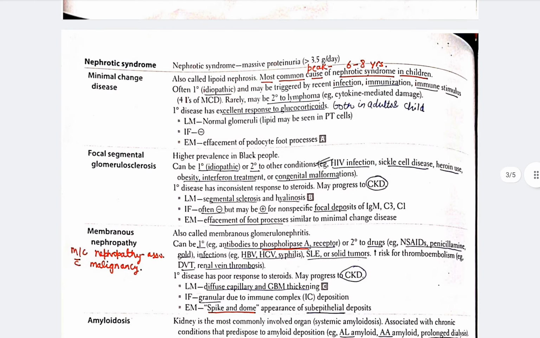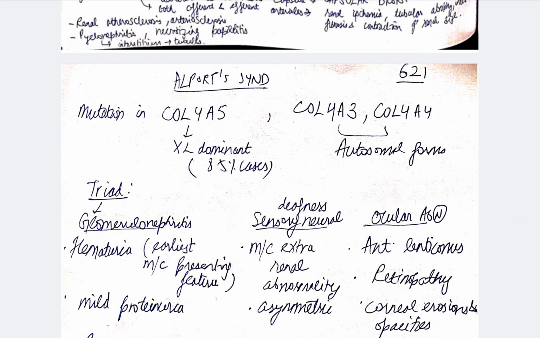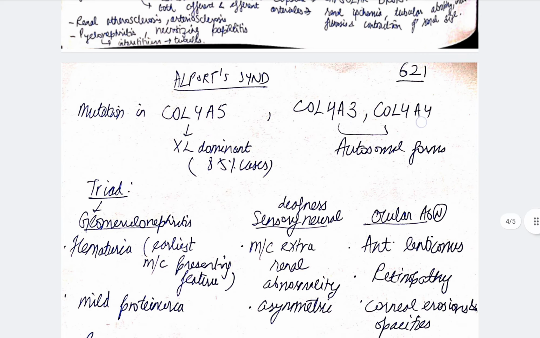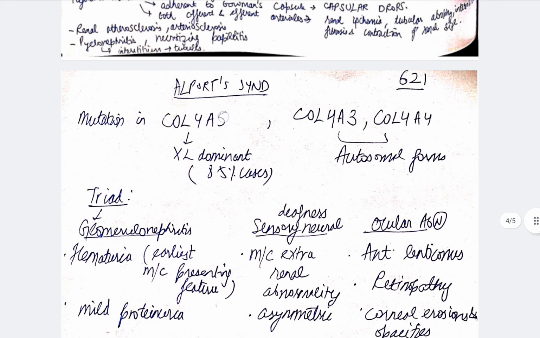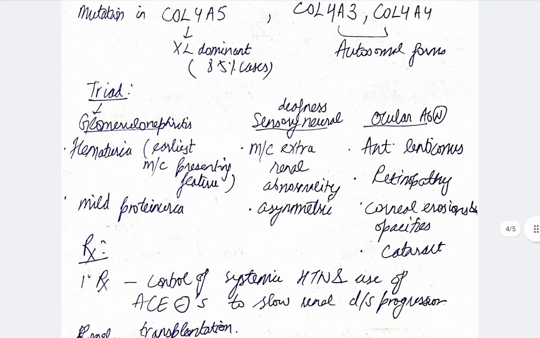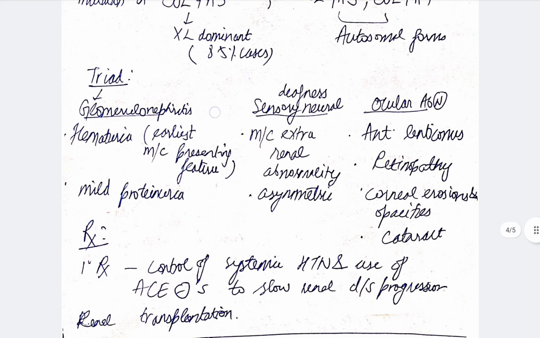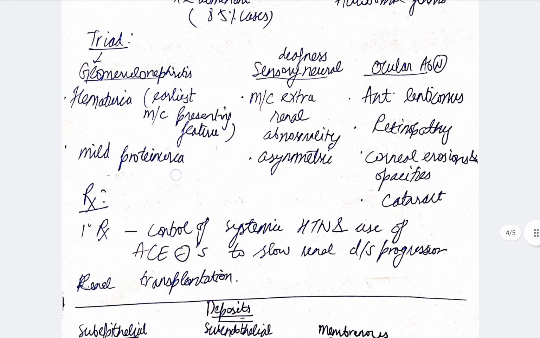Now let's read another thing about Alports. Alports is a mutation in collagen 4, COL4, and there are three types: COL4A3 and A4 that are autosomal, and COL4A5, where 5 is for X-linked dominant. Then the triad: can't see, can't hear, and can't pee. Glomerulonephritis, hematuria is the earliest and most common presenting feature, with mild proteinuria.